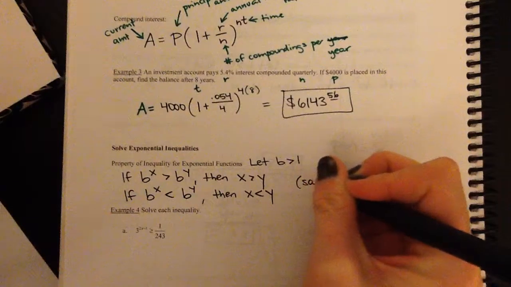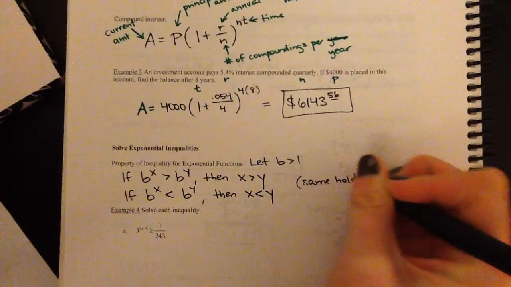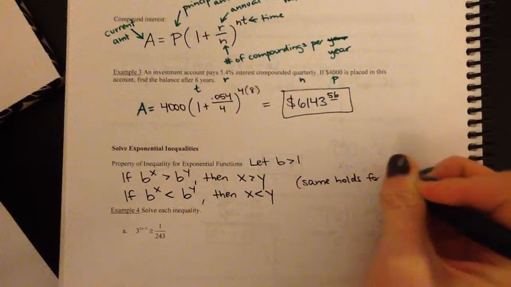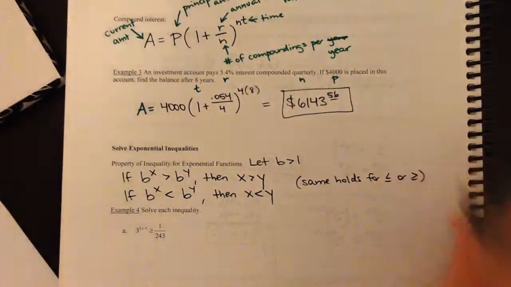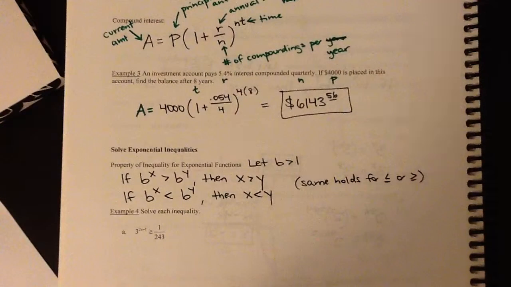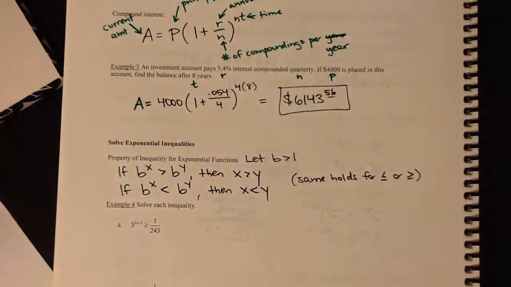So let's just add a little addendum here. The same holds for less than or equal to or greater than or equal to. I wrote it down as just less than or greater than, but if you had "or equal to," the property would be exactly the same.